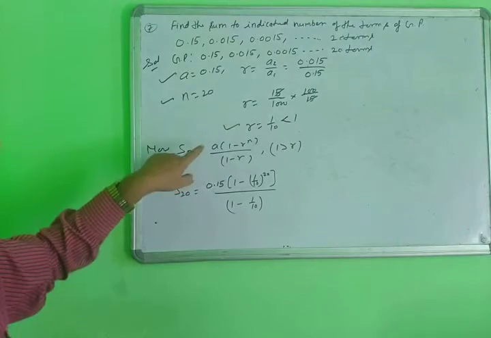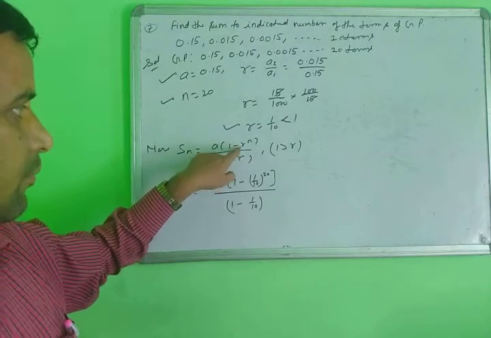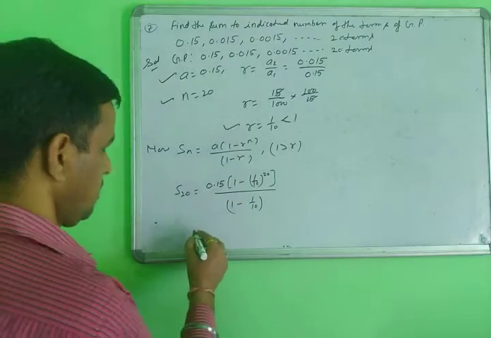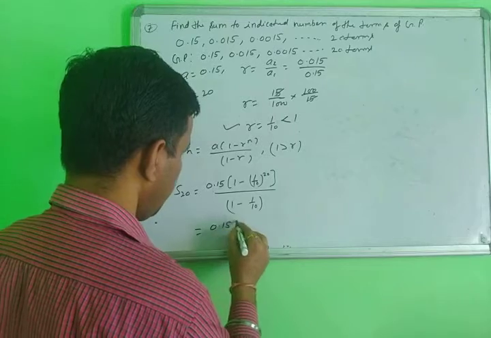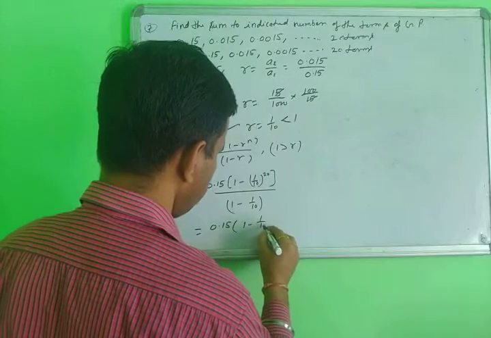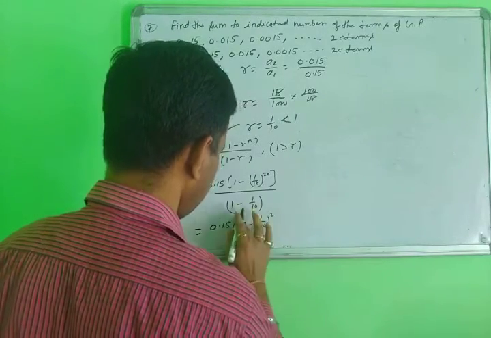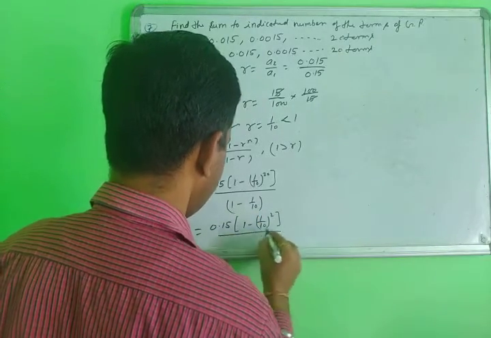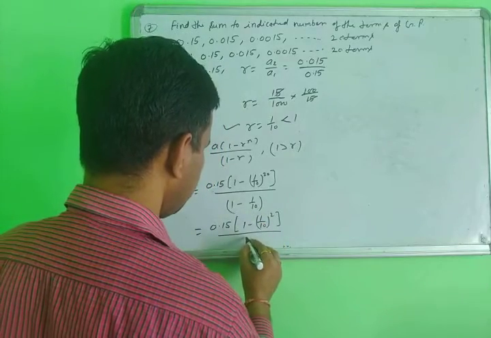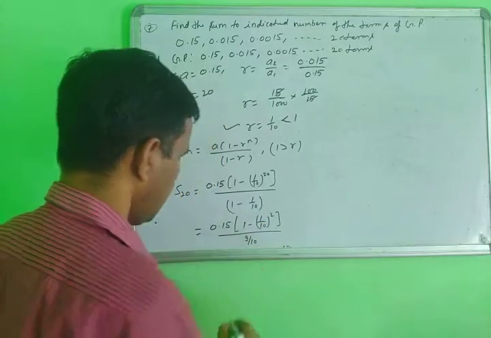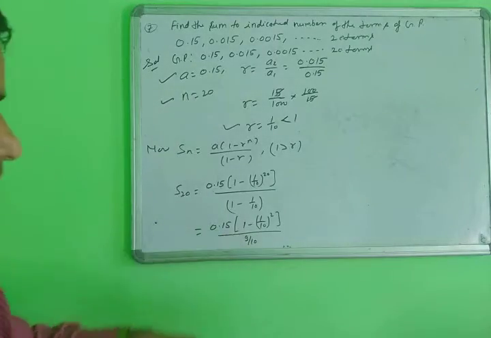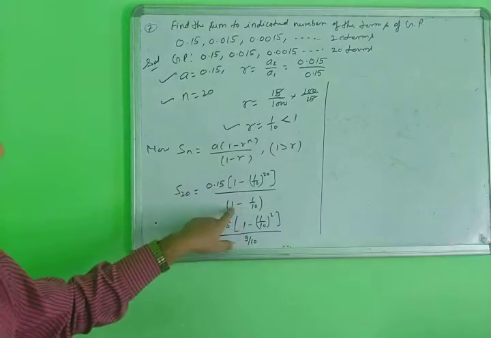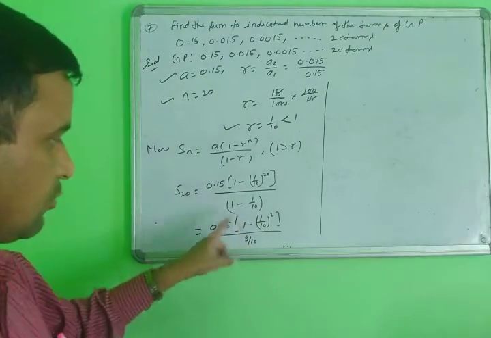According to this way, the value of a is given, the value of r is given, and you put them in and then calculate here. Now 0.15, 1 minus 1 upon 20, upon, you calculate here, 10 minus 1, 9 by 10. When you calculate here, the 9 by 10, taking LCM, 10 minus 1, 9 by 10. Then the reciprocal of this.